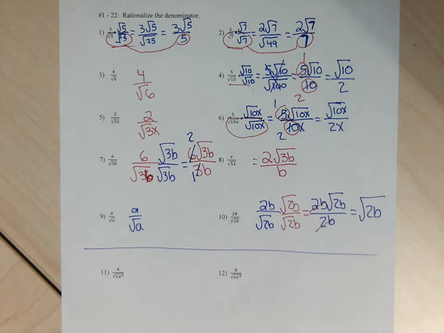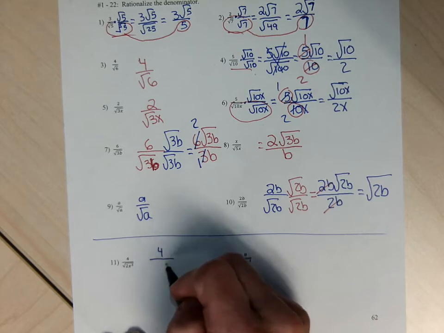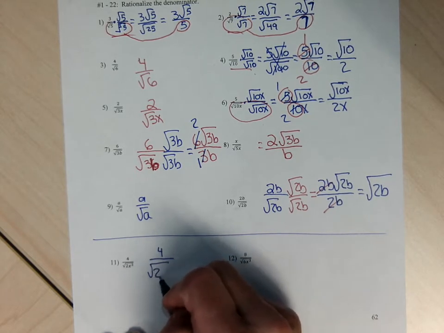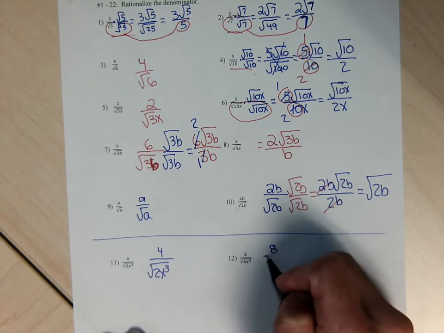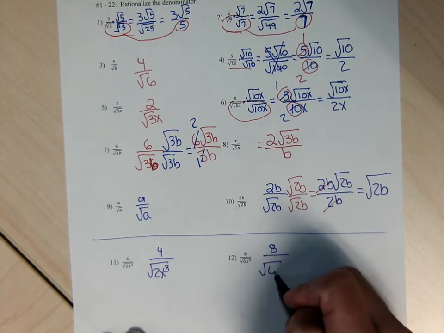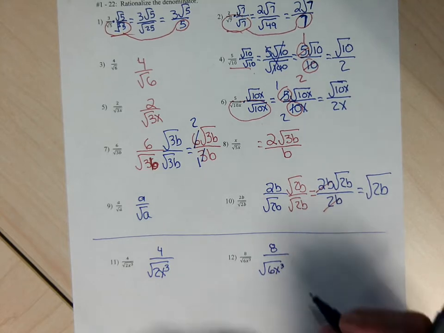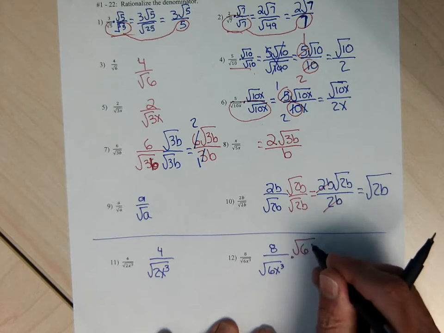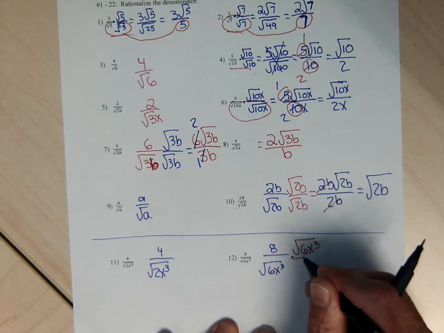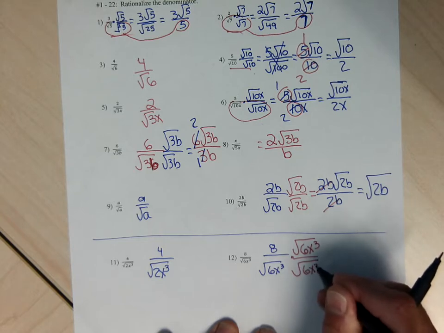11, and for the next few problems, the radicals are going to reduce. 11, if it's not readable, is 4 over the square root of 2x cubed. And 12 is 8 over the square root of 6x cubed. I'm going to rationalize first and then reduce the radical second. So in 12, I'm going to rationalize by multiplying a copy of the denominator over itself.